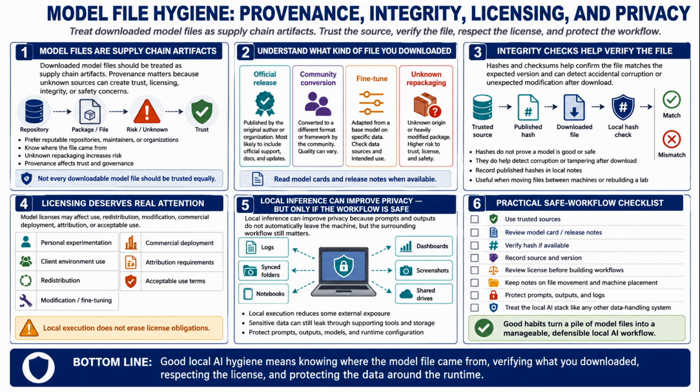File integrity checks help confirm that the file you have matches the expected version. Hashes and checksums do not prove that a model is good or safe, but they can detect accidental corruption or unexpected modification after download. When a trusted source publishes hashes, record them with your local notes. This is especially useful when moving model files between machines or rebuilding a lab.